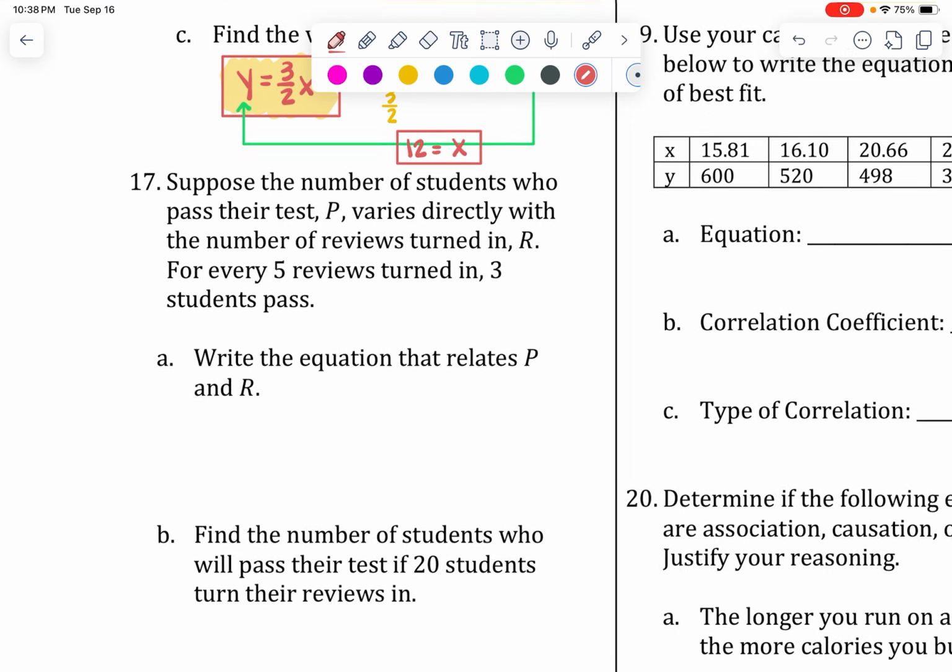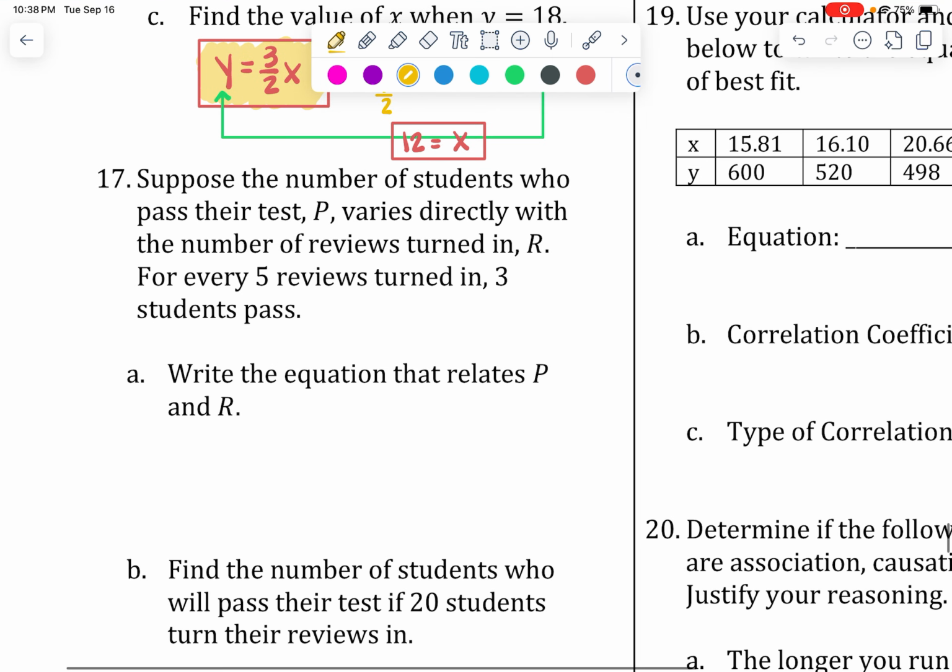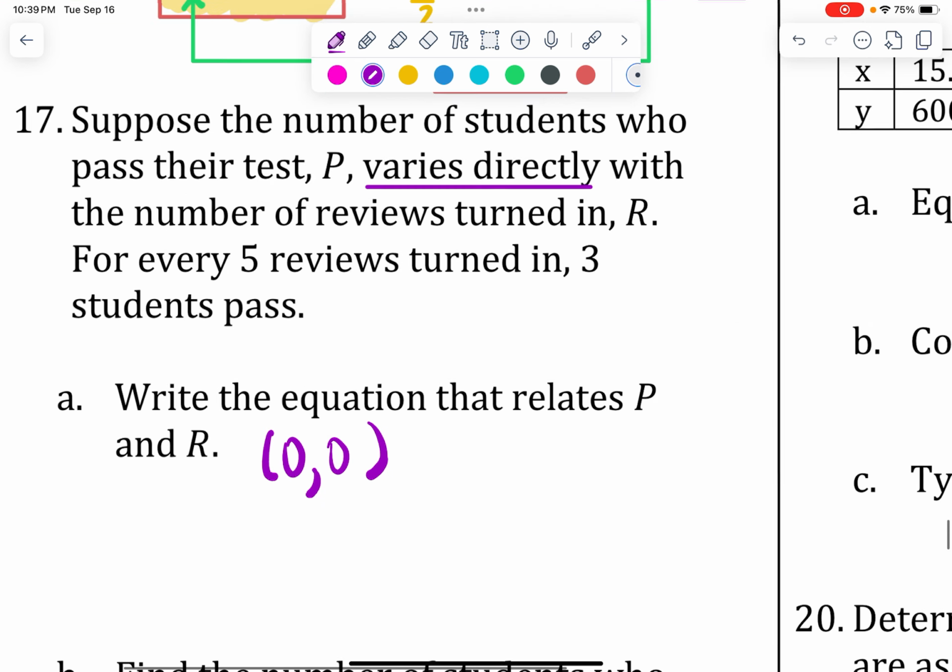Suppose the number of students who pass their test varies directly. All right, so again, I'm going to go ahead and write 0, 0 down here if that's cool with everybody. And it says that P varies directly with R. Please remember that it's Y varies, it's really sloppy, sorry.